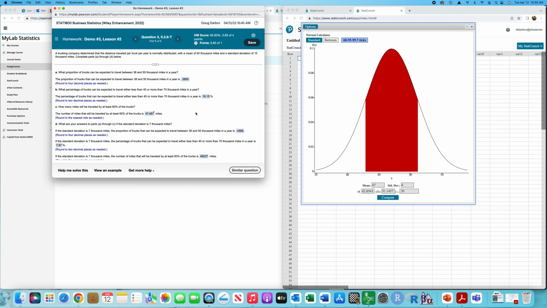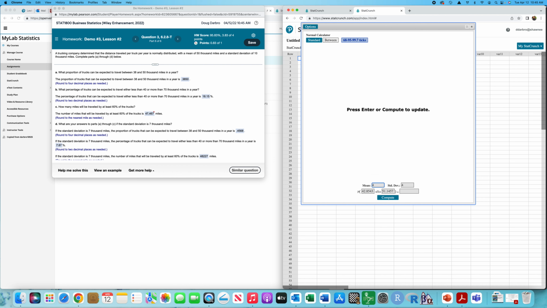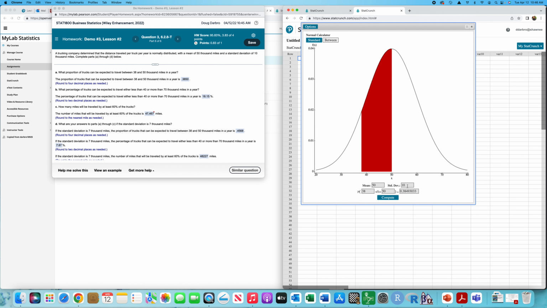All right, trucks. It looks like a truck has a mean of 50,000 and a standard deviation of 10,000. So what proportion of trucks can be expected to travel between 38 and 50? I need the between function for this one. So 0.3849, or rounded correctly, 0.3850.